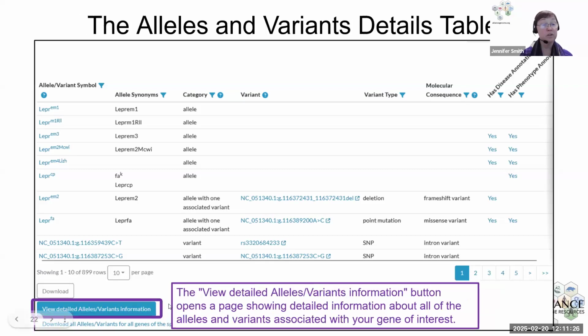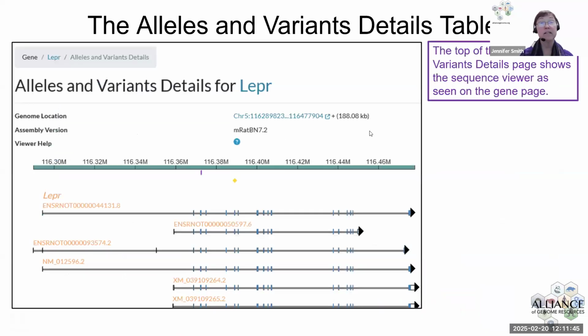And then between the two, there is a button that's labeled View Detailed Alleles and Variant Information. And if you click that button, it opens up a page showing detailed information about all of the alleles and variants associated with your gene of interest. So if we click that button, it takes us to this page, and you can see that at the top of this page, there is that same sequence viewer that we saw on the gene page.